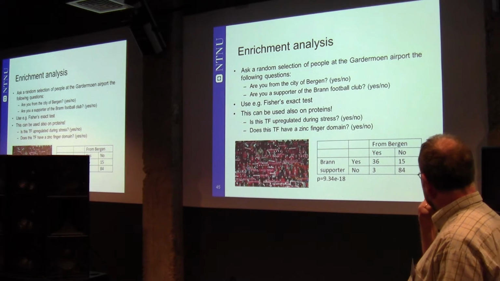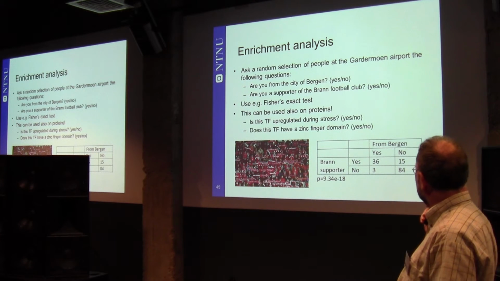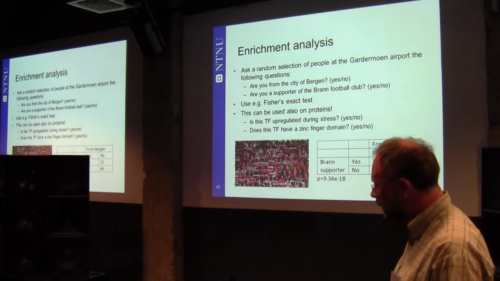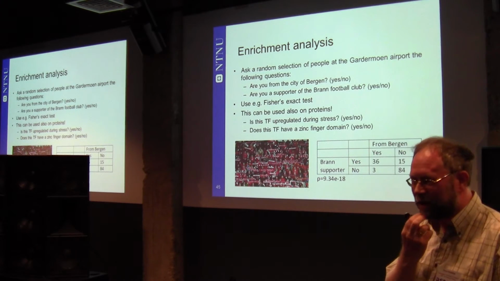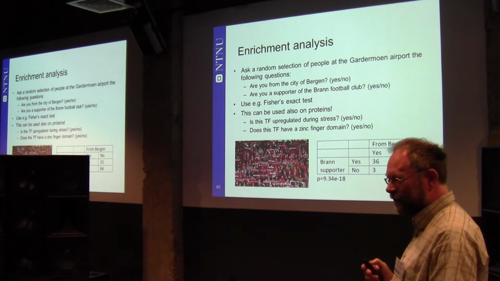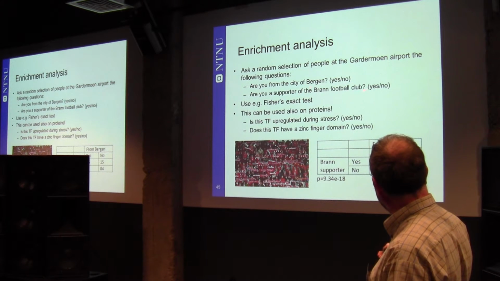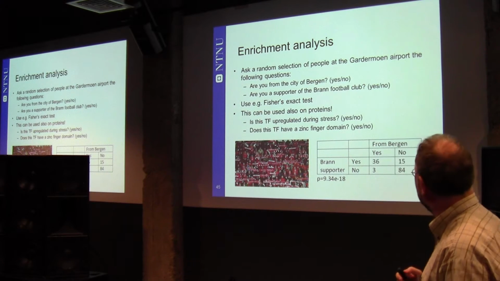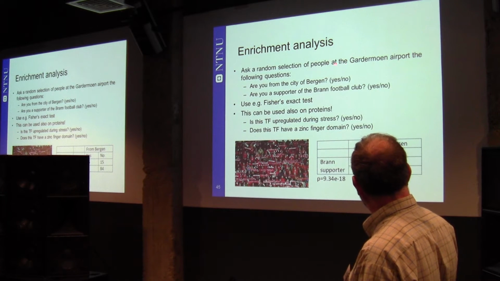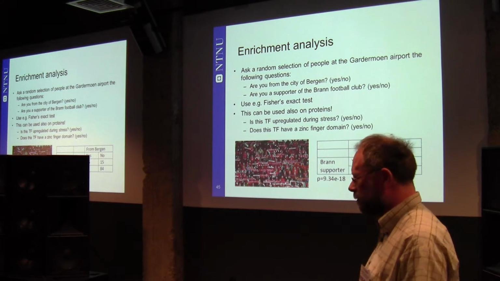I also want to say a little bit about how to do this type of analysis. Here I focus on the enrichment analysis, but this is really an association analysis. And this is an example that I made for a presentation in the city building in Norway. So therefore I used as an example the football club that is in Bergen. And the idea is that if I go to the largest airport in Norway, Gardermoen Airport, and ask the person, are you from the city of Bergen? Yes or no? Primary test.